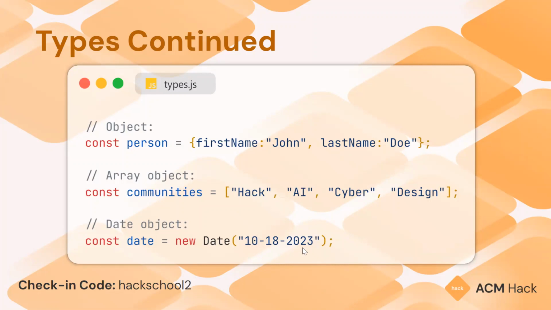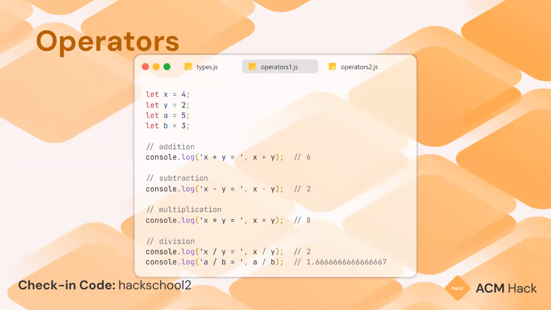So that's just like 10/18/2023. Oh my God, guess what date it is? Yeah. So this is how you define that date object. Just do new date and just put in your date. Any other questions? All good? Okay. So now we move on to operators.